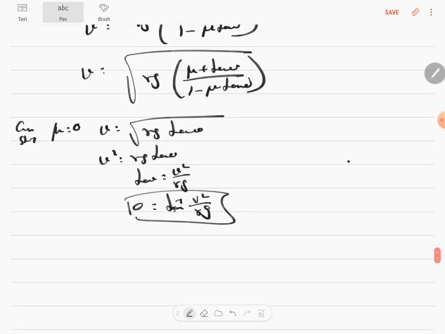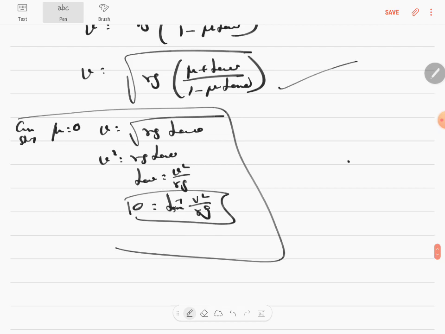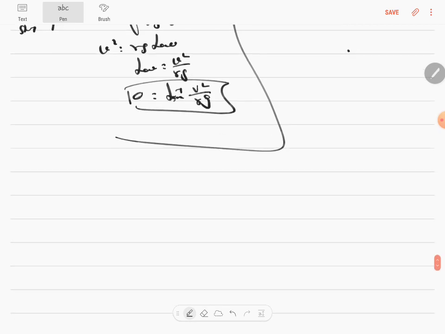So this is just a special case, but this formula is very, very important. Next, bending of a cyclist.